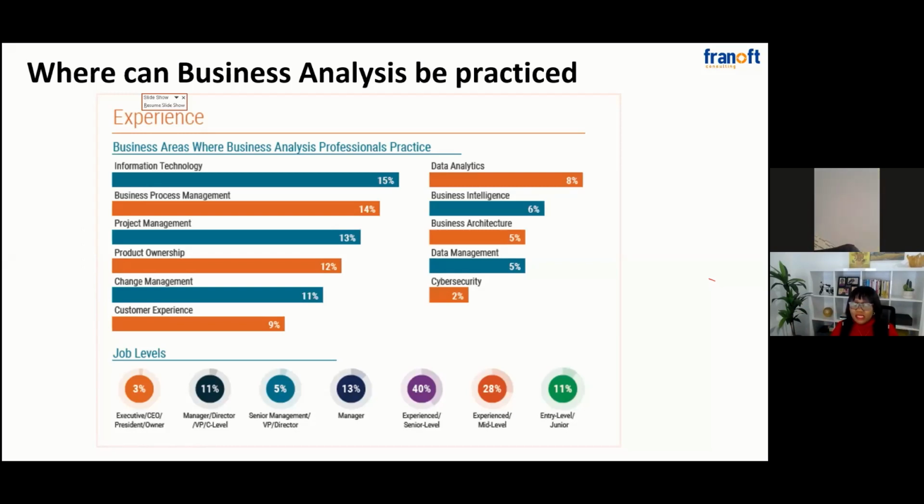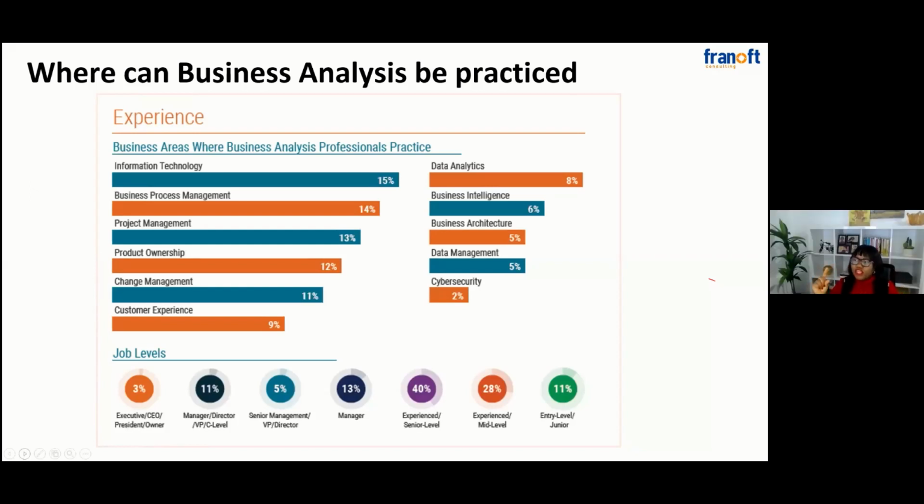Customer experience, some of you might say, like we talked about the telesales person, customer care specialist, you are trying to improve customer experience, you are solving the problems of the customer. You want to leave a good taste of the organization when you finish serving them. Also in the area of data analytics, business intelligence, business architecture, data management, cybersecurity, you have BAs practicing in this space. And I would also take you back to a particular slide Harry shared where he said that business analysis is a mindset. A mindset. And that is why the BA is able to play.